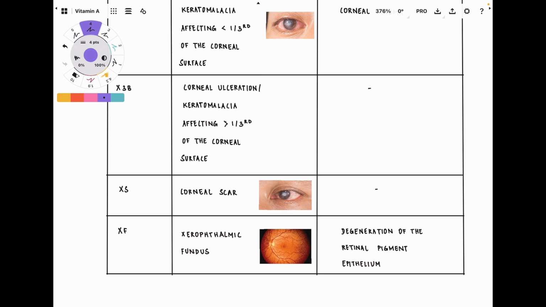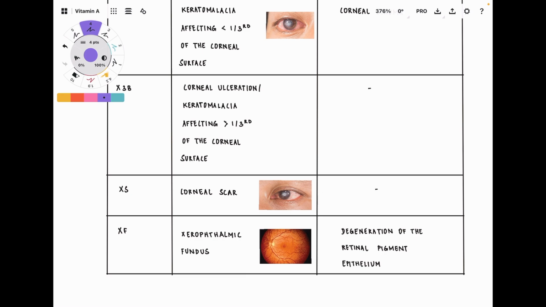Next stage is X3B. Here, keratomalacia affects more than 1/3 of the corneal surface. Pathophysiology is the same as above. Next stage is XS. Here, corneal scarring happens and it also occurs due to the same pathophysiology mentioned before.